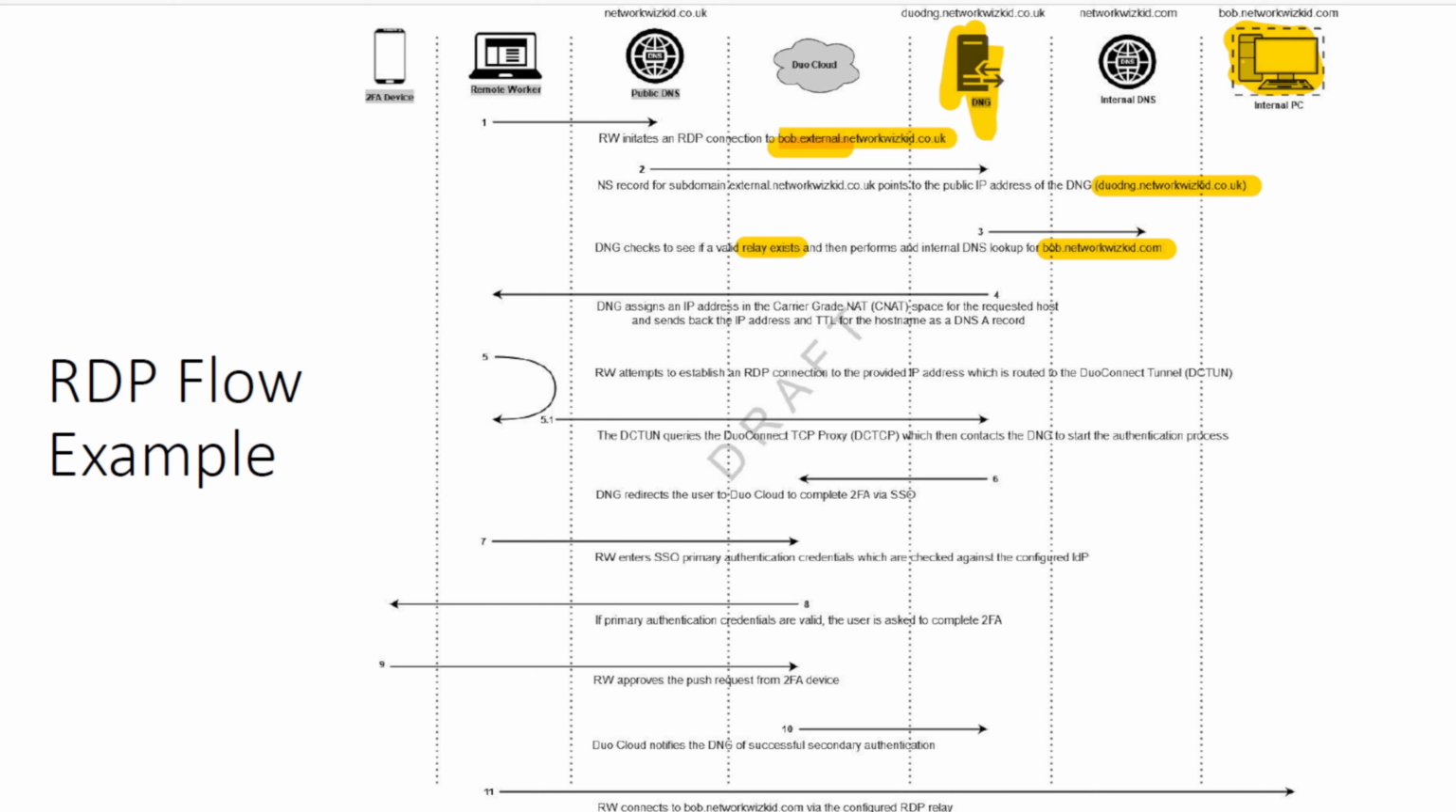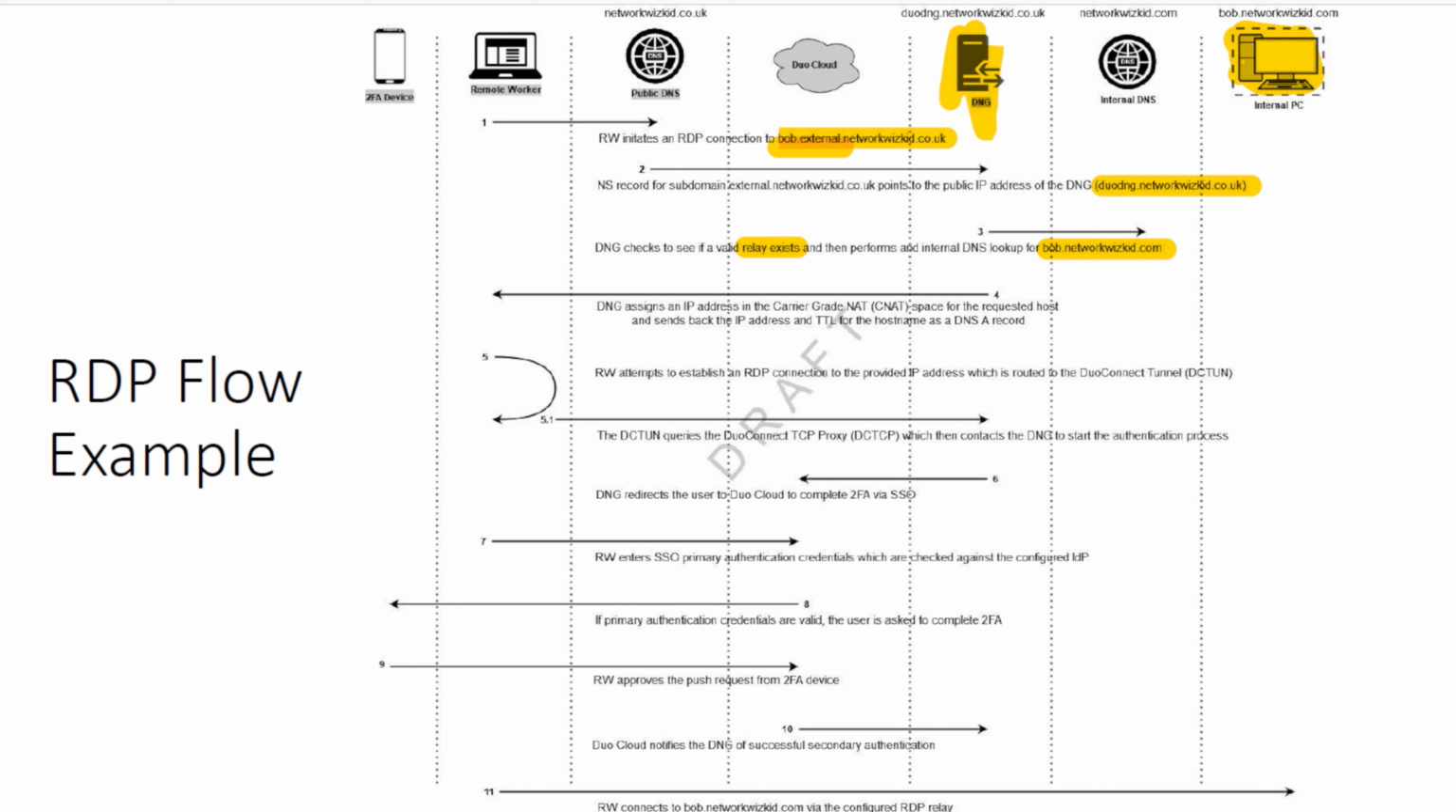Step 4 is, you don't really need to be getting into the details of this, but essentially what happens then is once it's done that lookup, the DNG assigns a random IP address, basically, that is in the carrier grade NAT space for the requested host, and sends back the IP address and TTL for the host name as a DNS A record.